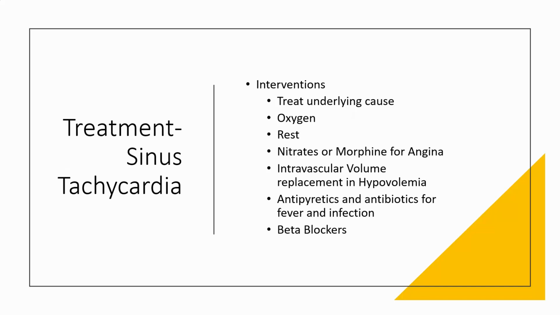So what do you do for sinus tach? Like I said, we try and figure out what's causing it, and if we can, we correct that. In the meantime, we give them oxygen because we know they don't have enough circulating oxygen. We'll also want them to rest. We want them to lay down, stop whatever they're doing. We can give them nitrates or morphine for the chest pain. And realize we like to give the nitrates because it actually dilates the vessels and it improves the blood flow. So that's one reason why we give nitrates.